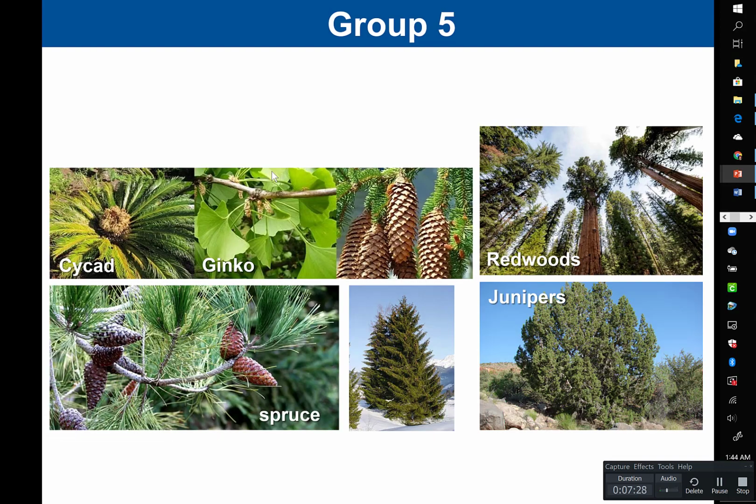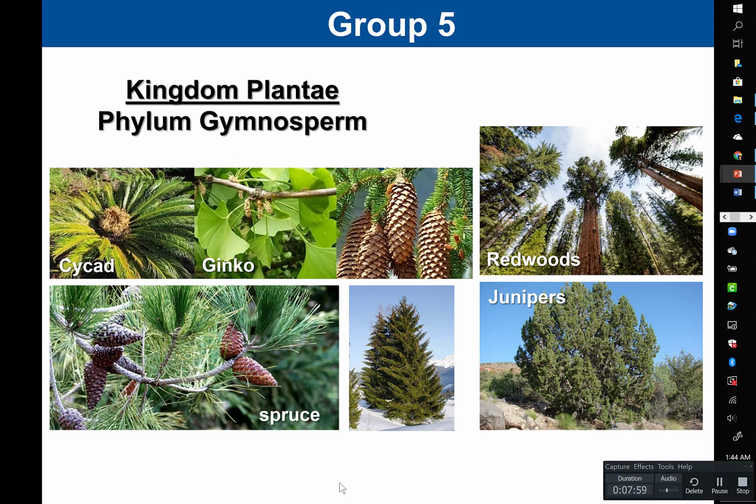Next, we come to group number 5. Look at your lab to see what you put for group number 5. What you'll notice on the slide, we have a cycad, a ginkgo plant, redwoods, juniper, spruce. These are all examples of this type of organism. How did you classify this group? Answer is, these again are still plants. They're in the gymnosperm category. So these would be our gymnosperms.